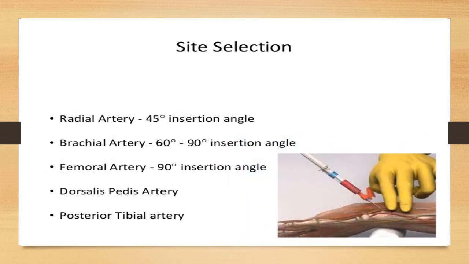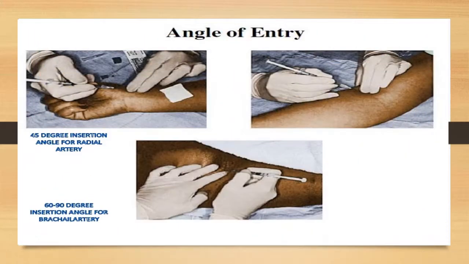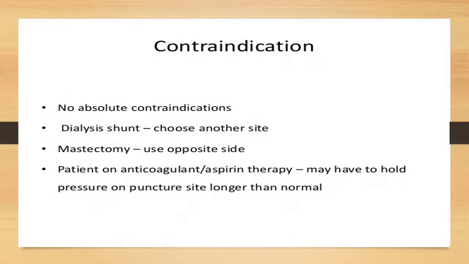Site selection: radial artery, we have to select at 45 degree insertion angle, brachial artery 60 degree to 90 degree insertion angle, femoral artery 90 degree insertion angle, dorsalis pedis artery or posterior tibial artery. Angle of entry, here we can see the 45 degree insertion angle for radial artery and 60 to 90 degree insertion angle for brachial artery.